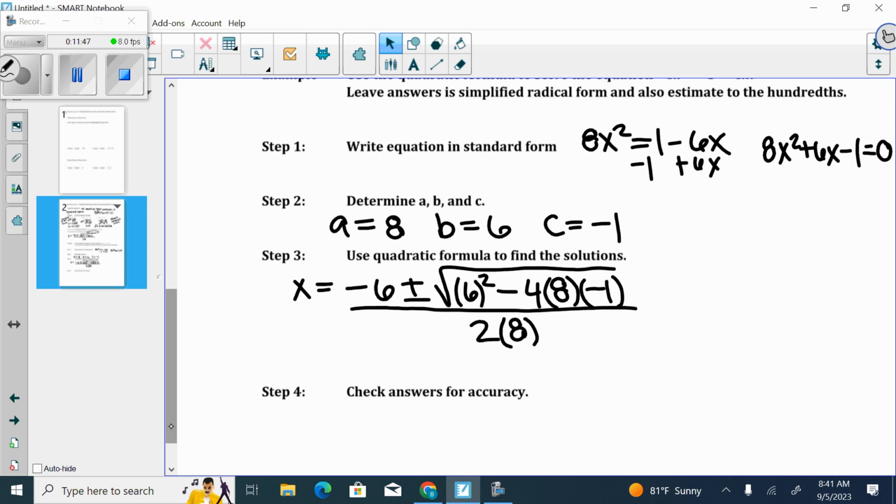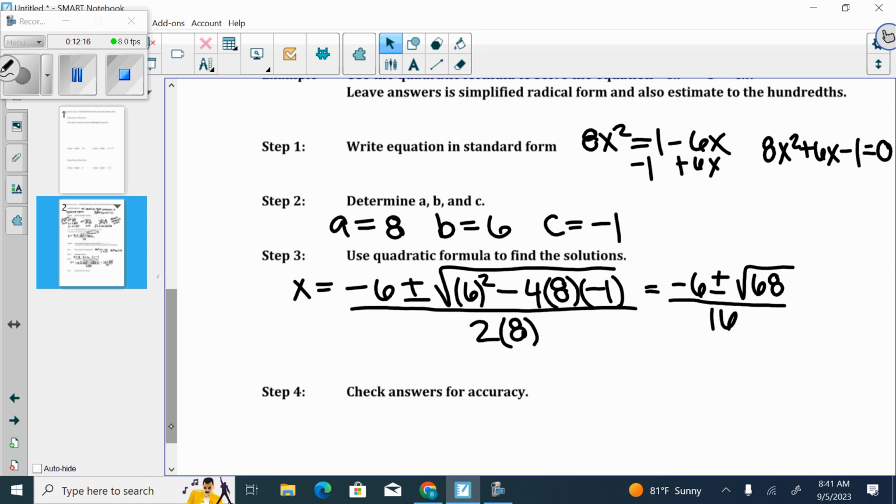So I have 36 now plus 32, right? What is 36 plus 32? 68. So this became -6 plus or minus the square root of 68 all over 2 times 8, which is 16. Okay, so remember, it did say that it wants our answers written 2 different ways, right?